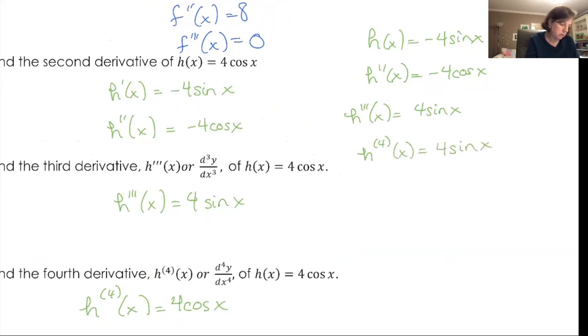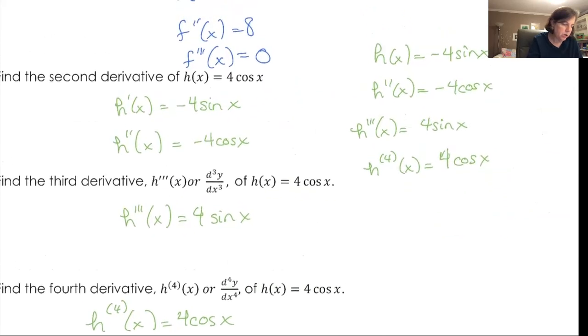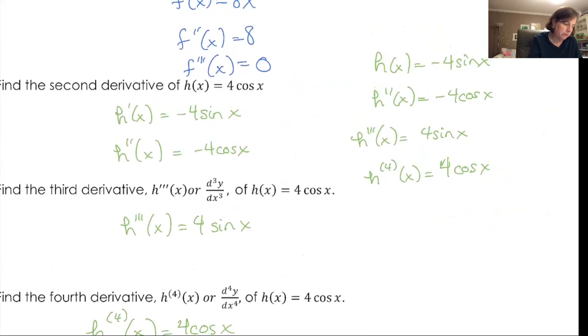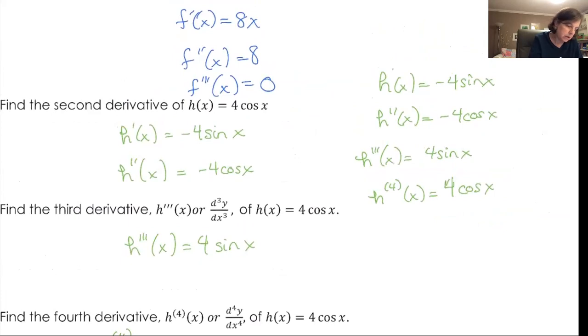The fourth derivative, oh, I did that wrong. Get rid of it. Okay. Fourth derivative was down here. It's 4 cosine x. Oh, sorry, that's h prime. H of x was 4 cosine x. All right, putting it all together, hopefully it makes more sense. So notice here at the fourth derivative, I'm at 4 cosine x.